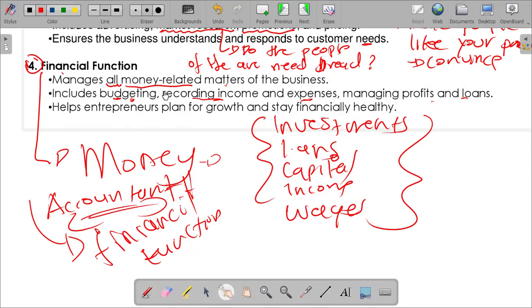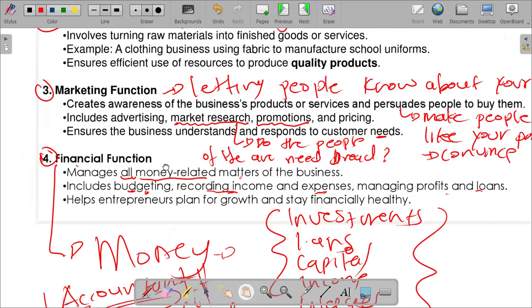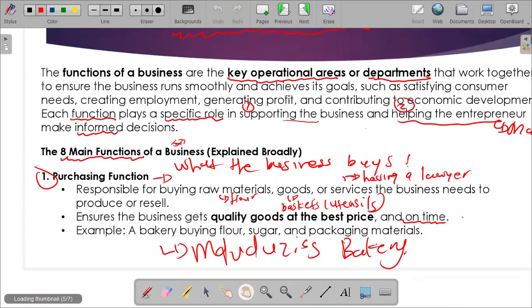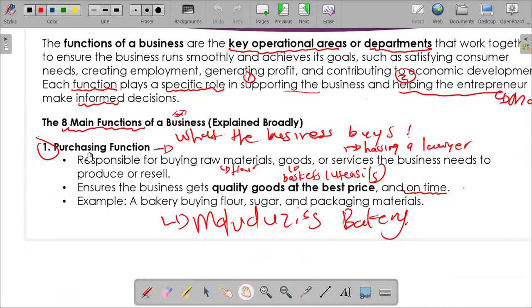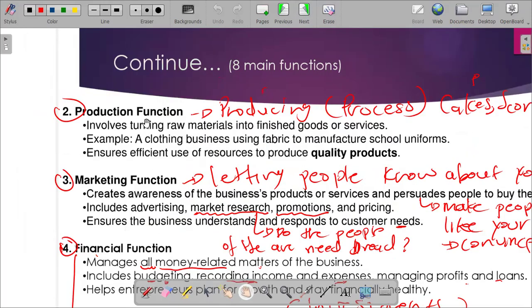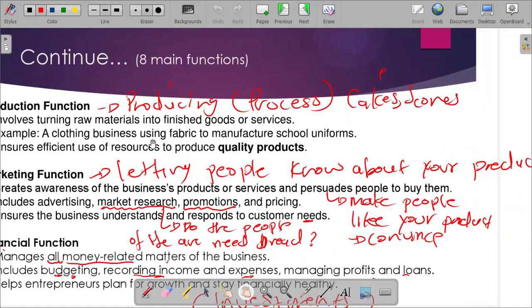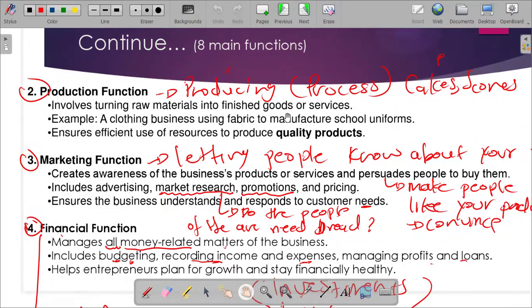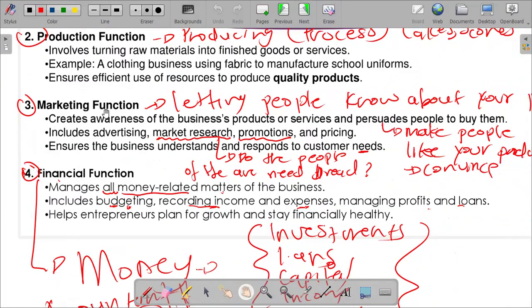Okay. So now those are your 4 functions. One, the first function being the purchasing function, what you buy for the business. It's not what people buy from your business, it's what you buy for the business. Right? The second one will be the production function. It's the process of turning raw materials into finished goods. So we turn our flour, our milk into cakes and scones.